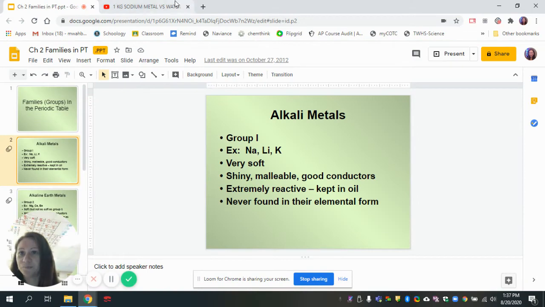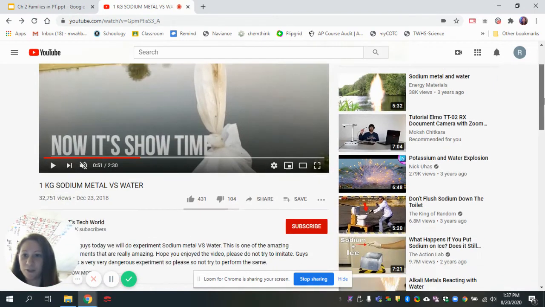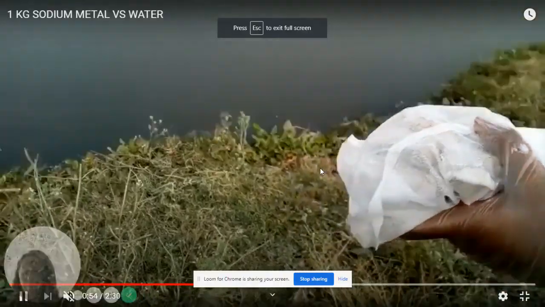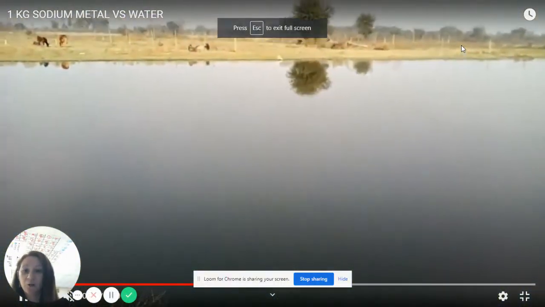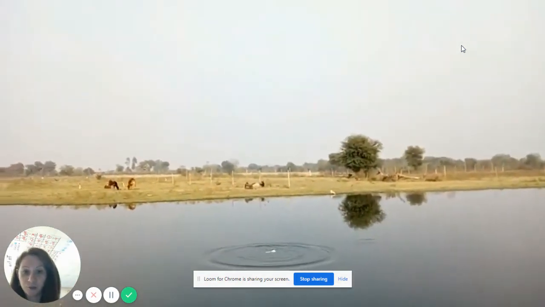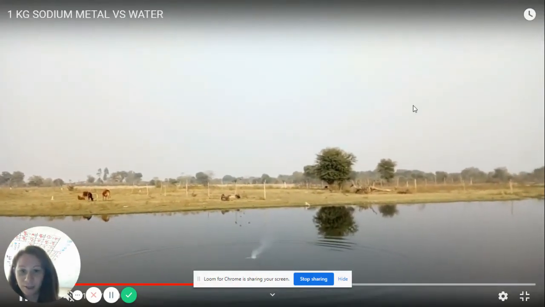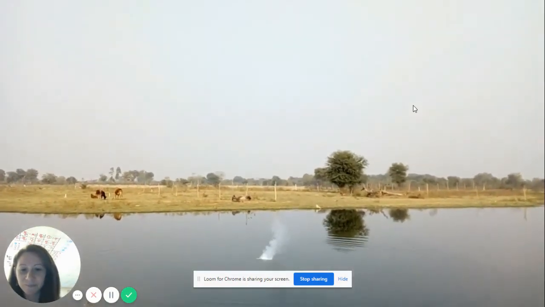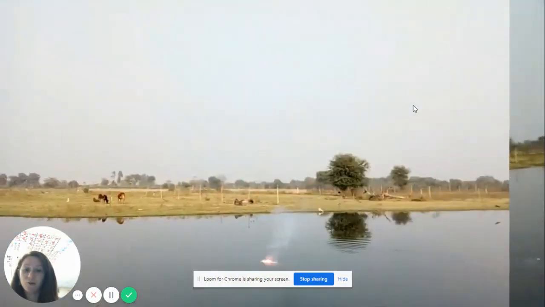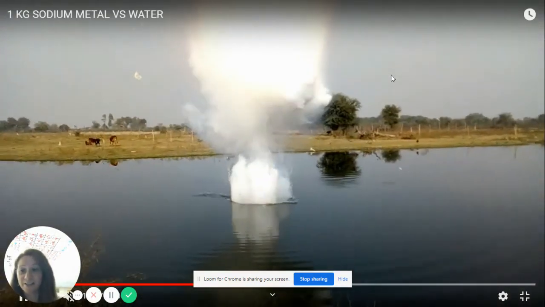I wanted to show you a little video of sodium in water. There's about a kilogram of sodium, which is 2.2 pounds, and they're throwing it into a lake. You look at it, smoking a little bit, and then it ignites and it explodes. One of the reasons it explodes is because there's hydrogen gas being generated there, and hydrogen gas is explosive.